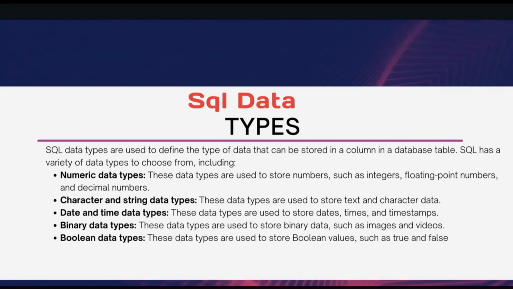Now date and time. This can be helpful to store dates, time, and timestamps. For example, right now, today is what kind of data it is. We can tell the SQL system this is today's date. So the date time format we can store in the SQL table, guys. And binary data type can be used to store binary data such as images and videos. And boolean data type may be used to store boolean values such as true and false. These are the key data types which are mostly common in many databases, guys.